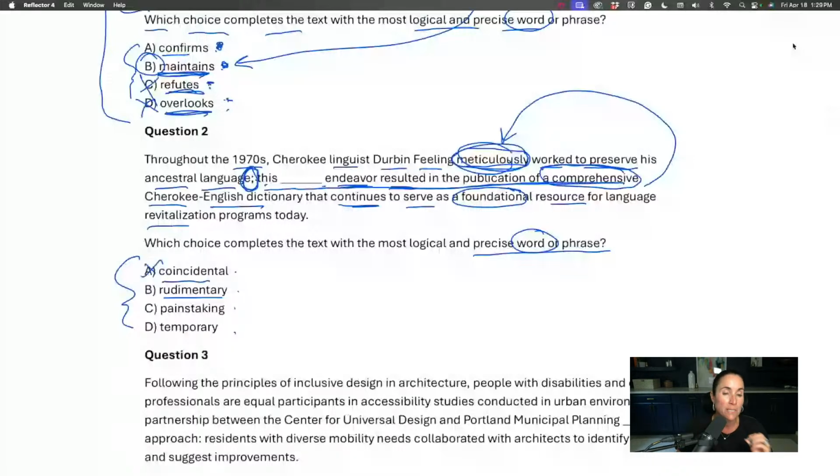Rudimentary. Rudimentary means like elementary, where it's basic. And this doesn't sound basic. This says it's very comprehensive. That goes against comprehensive, so I'm going to cross off B. Remember, we want to be looking at all the words here. And again, we've got this restatement, so we're looking for similar words. Painstaking. What does that mean? Well, if you are in a painstaking situation, it's painful.